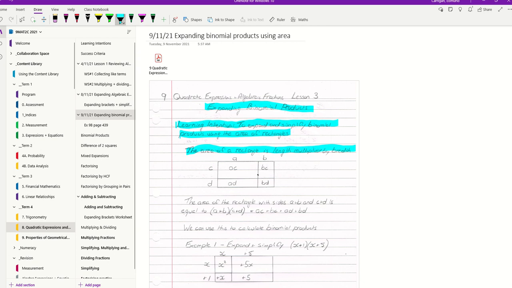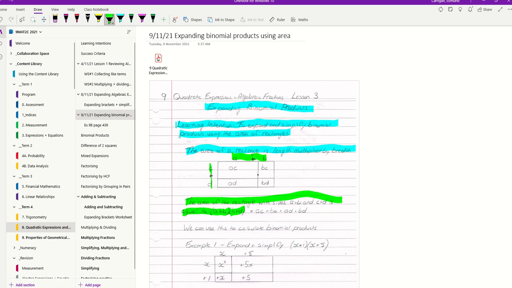So this rectangle here that we've got up the top, this side here is A plus B long. The side down the side is C plus D. So what we can see is that the area of the rectangle with sides A plus B and C plus D is going to be A plus B, we'll put that in brackets, times C plus D.